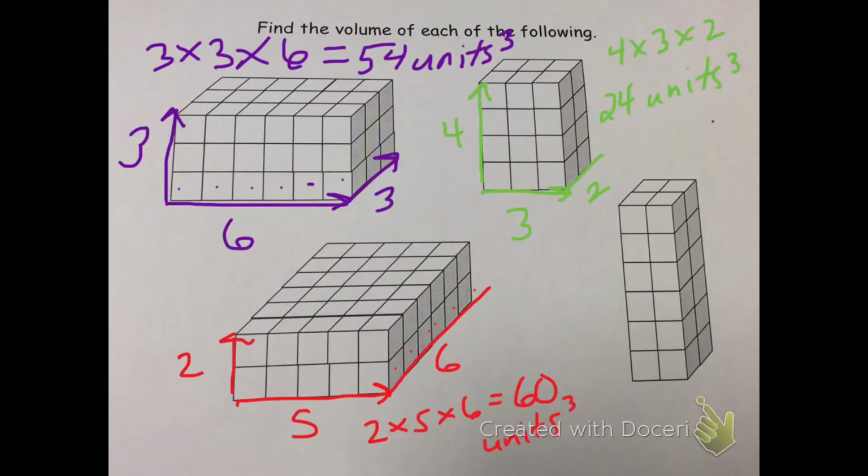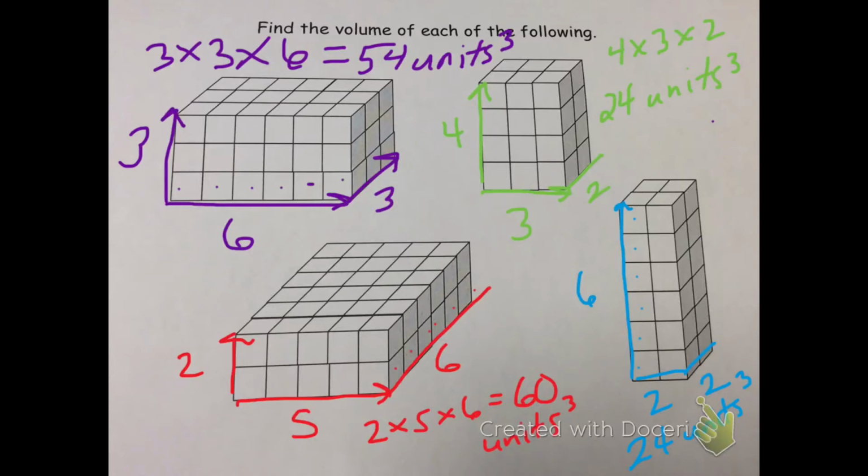units cubed. And let's take a look at our final rectangular prism. Let's look at its height. The height is 1, 2, 3, 4, 5, 6 by 2 by 2, which gives us 24 units cubed.